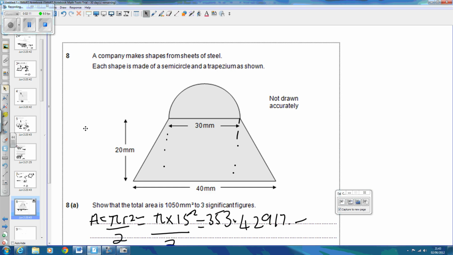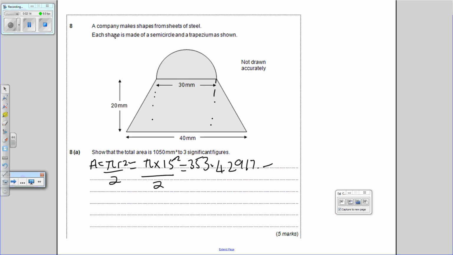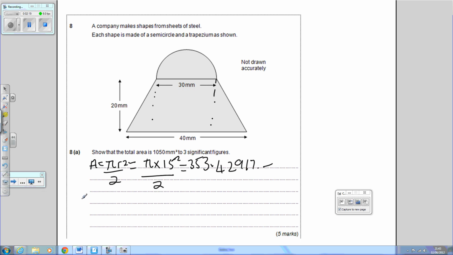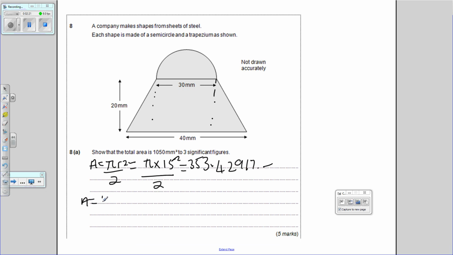Go back to where I was, make it a bit bigger. So area of trapezium is half the 2 parallel sides, which are the 30 and the 40, so 30 plus 40. Remember, you add them together because you're finding the average, and then you multiply by the height between them. 30 add 40 is 70, half that is 35, times by 20 is 70 with a 0 on the end, 700. And then we're just adding these 2 together.